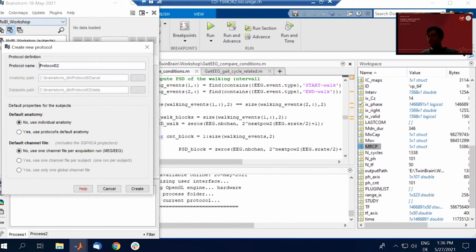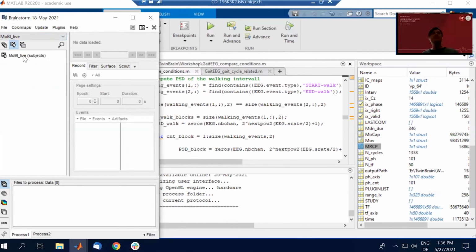We call that MoBI live. And then we set these parameters. We want to have default anatomy because we don't have MR, and we want to have one channel per subject for now. So this is empty. This is just a name, no information so far.